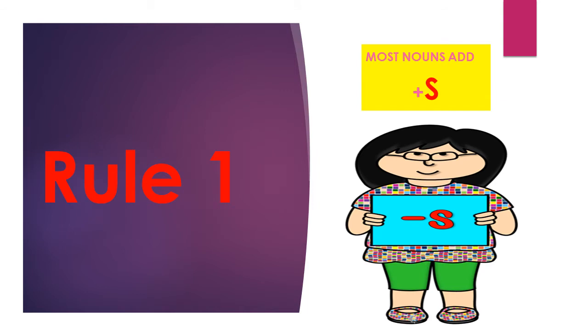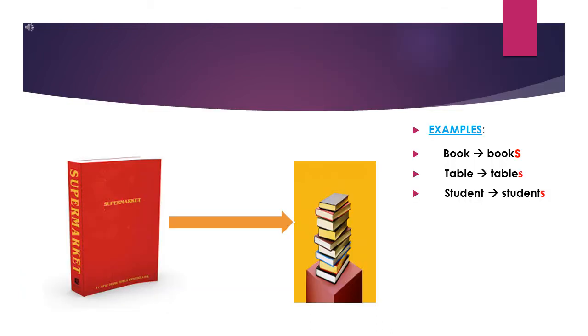As we said, most nouns add s. For example, one book, 6 books. One table, 7 tables. We add s. One student, 20 students, for example. Okay, so we add just s.